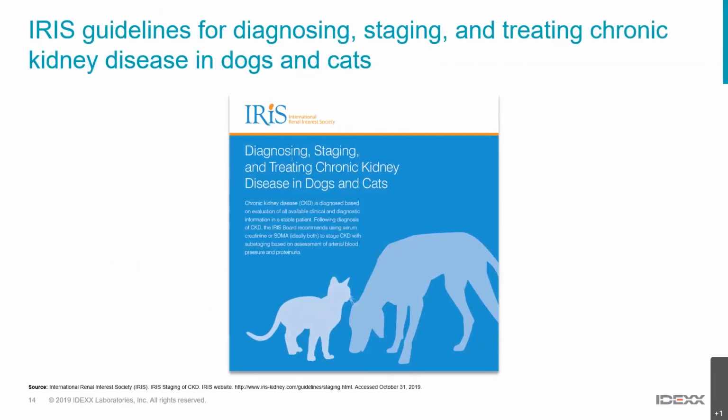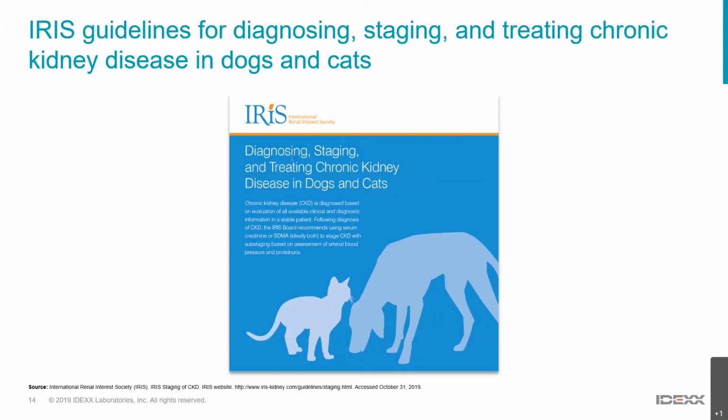These guidelines were most recently updated in September of 2019 to present the most current IRIS recommended practices for diagnosing, staging, and treating chronic kidney disease in dogs and cats. Changes made to these guidelines are based off GFR data from a couple of different institutes and are backed up by both published and non-published GFR data.